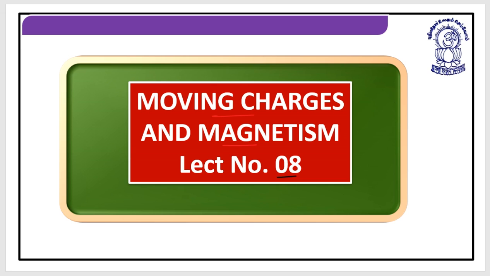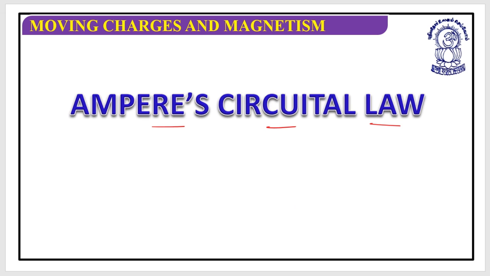This is lecture number 8 of the unit Moving Charges and Magnetism. So this is basically the second part of Ampere's circuital law. As we discussed in the previous class, according to Ampere's circuital law, the line integral of B dot dl is equal to mu naught times I enclosed.